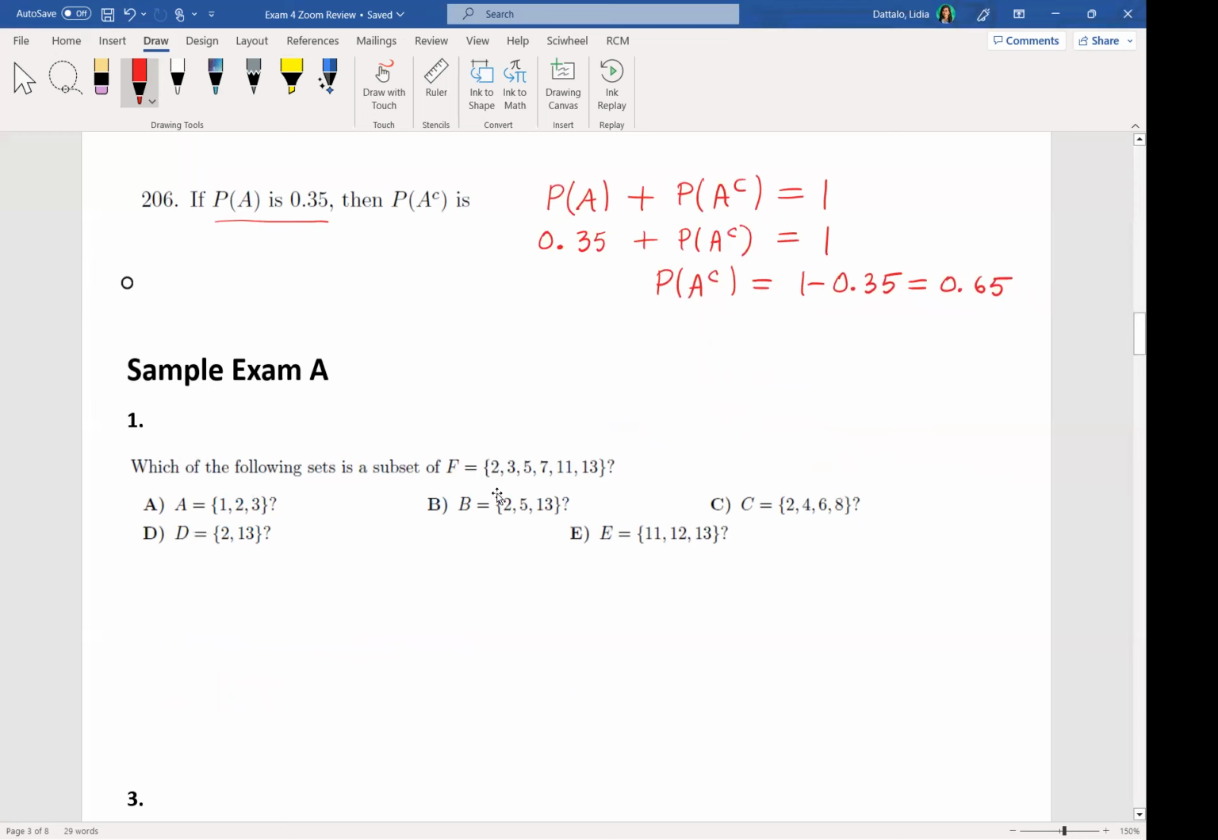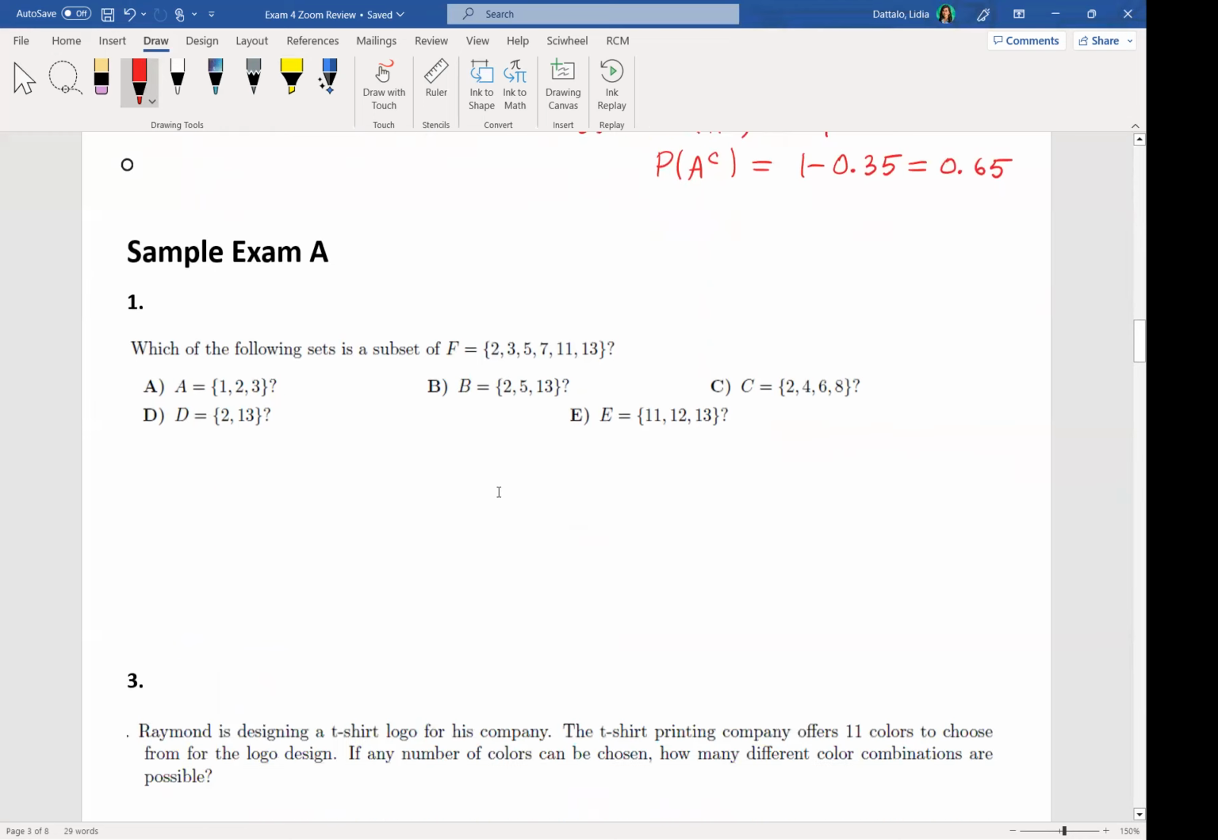All right, so the next problem that I have here is from sample exam A, exam 4 review. It says, which of the following sets is a subset of F? Well, here's F with all the elements. We're going to look at each one. A says set A is 1, 2, 3.